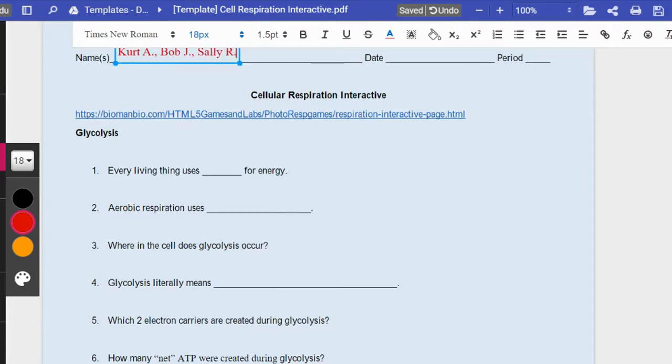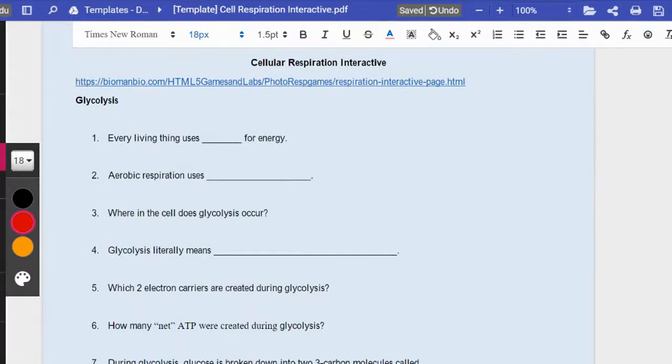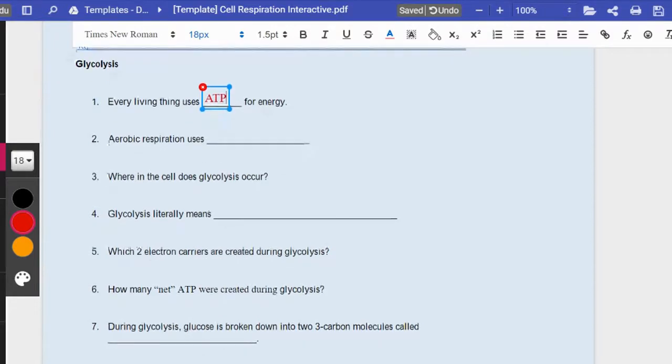All right, number one, every living thing on Earth uses the same molecule for energy, and it's ATP. Adenosine triphosphate, tri because it has three phosphates. Remember, once it uses its energy, it has two phosphates, so it's adenosine diphosphate.